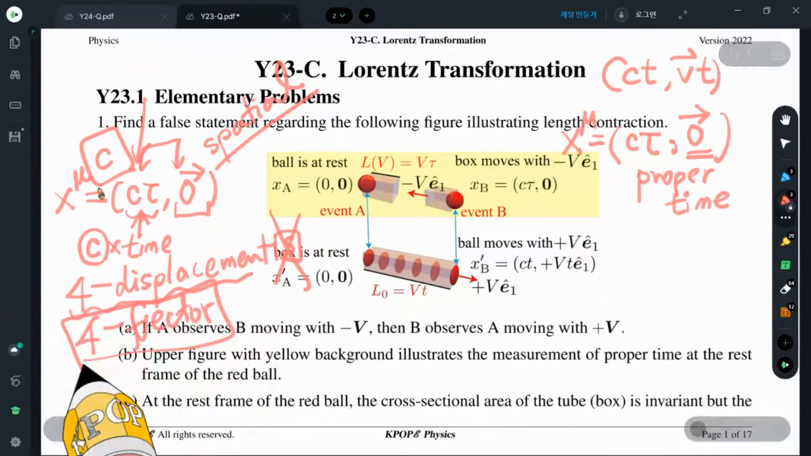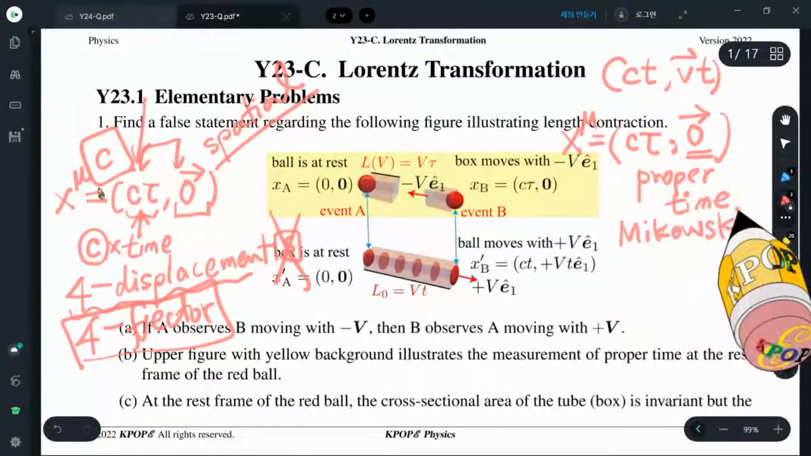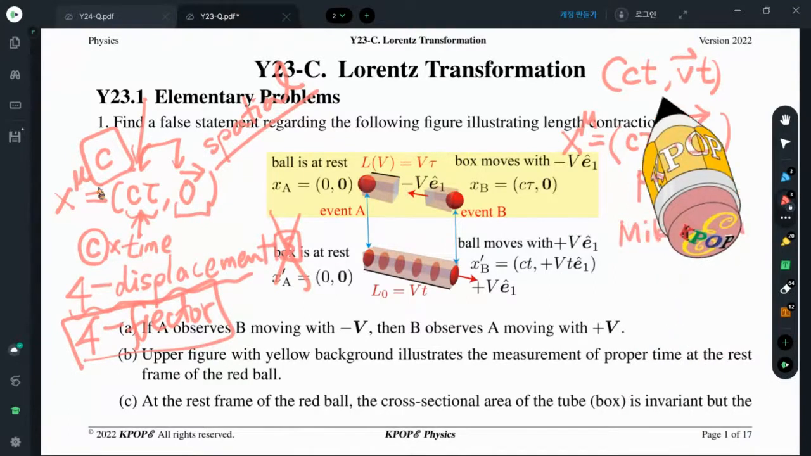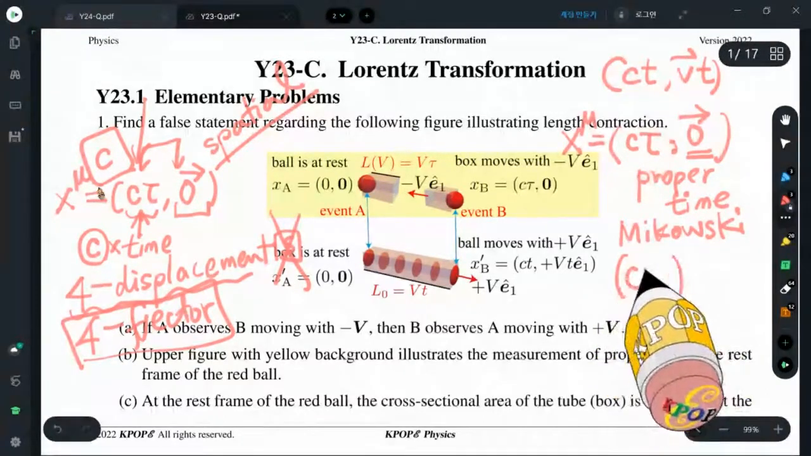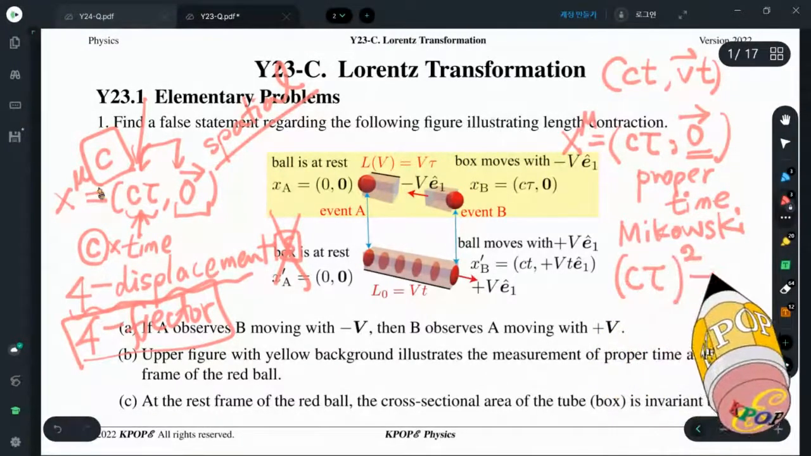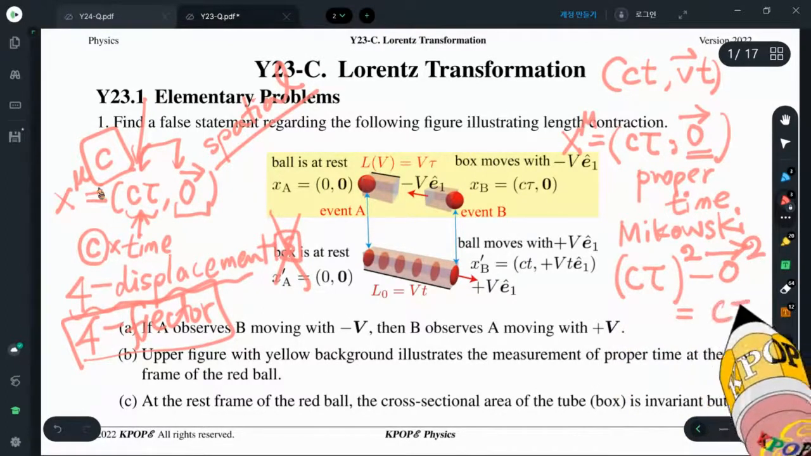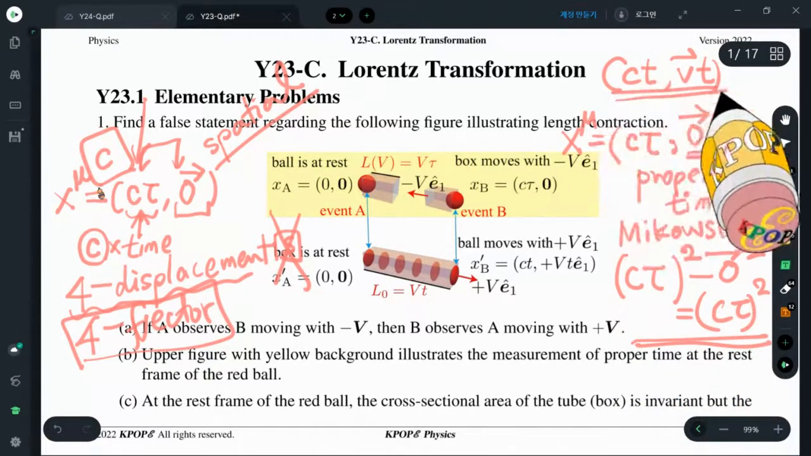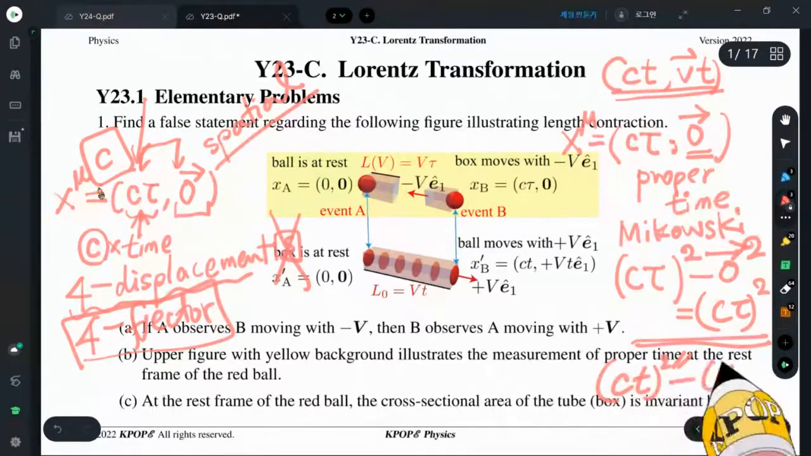This is a Minkowski space, in which the metric is the length. Length is defined by the time component squared subtracted by the spatial component squared. That is c tau squared. This is invariant. That means ct squared subtracted by vt squared. This one is the same.